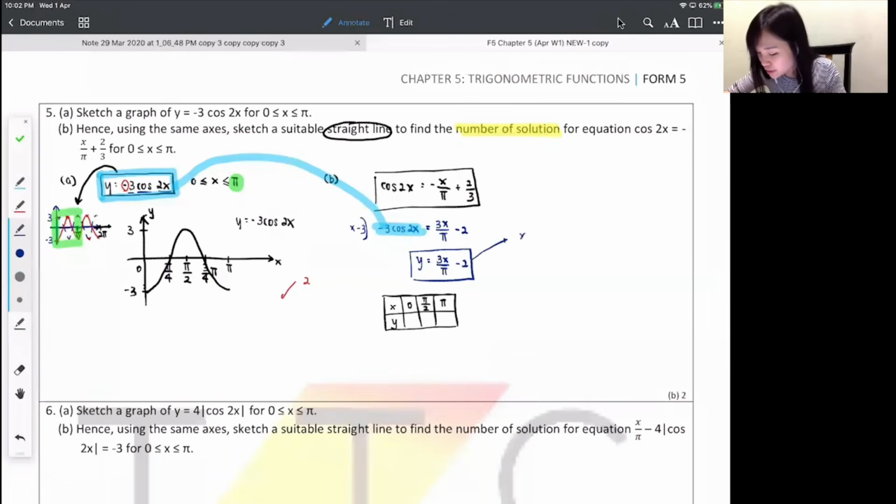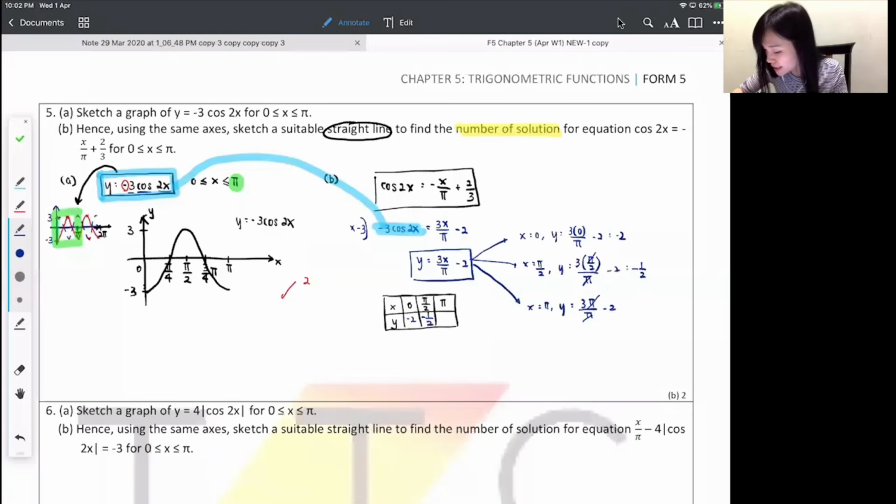So let me start again for you. x equals 0, so y equals, again, I show you the side working, no need to copy, okay? Negative 2. Next one, if I sub pi over 2 inside, pi and pi cut, I get negative 1 over 2. Okay? And the next one, I will sub pi inside, y equals 3 pi over pi minus 2. Cut, I will get 1. Ta-da! This is all I have.